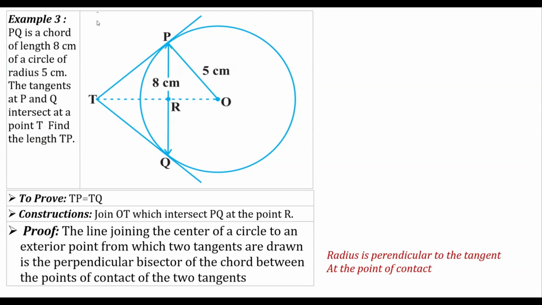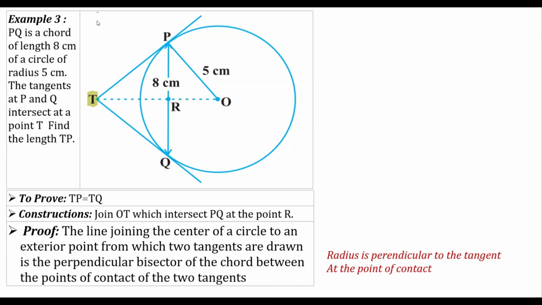But more important is that it involves some steps of congruency, which makes the sum very big or lengthy. In order to avoid this, we are going to use a property that the line joining the exterior point with the center of the circle is the perpendicular bisector of the chord between the points of contact. So you know what the points of contact are? These are the points of contact.